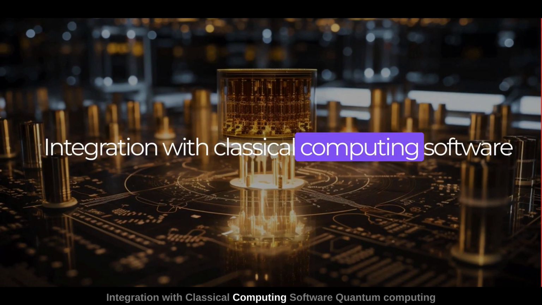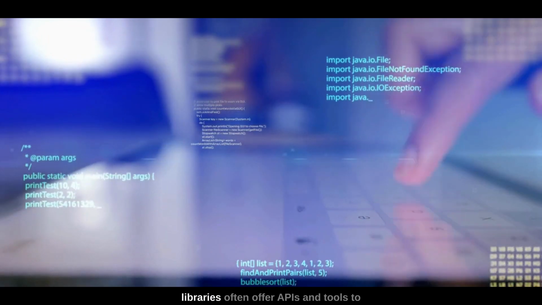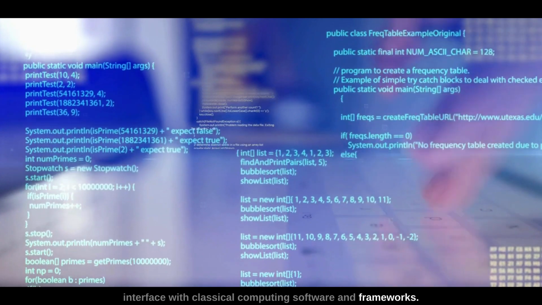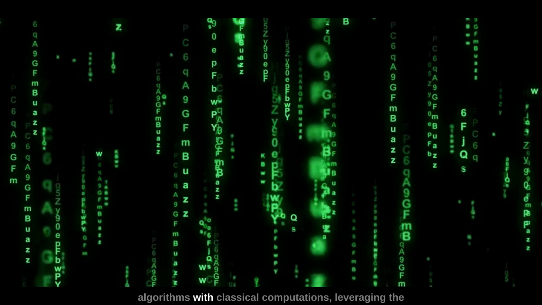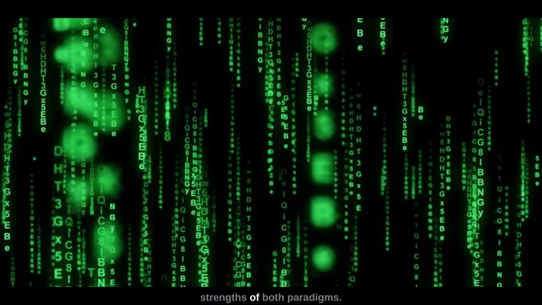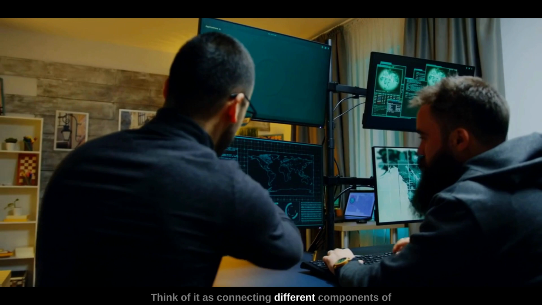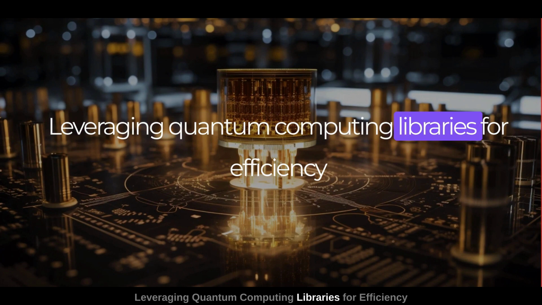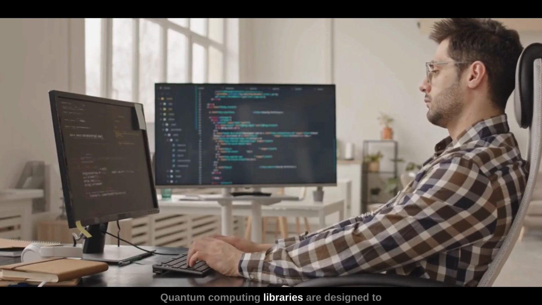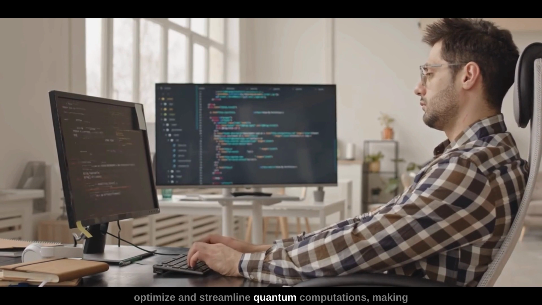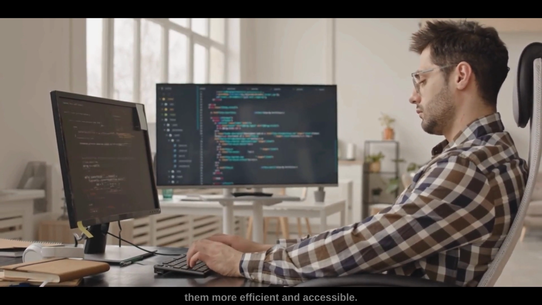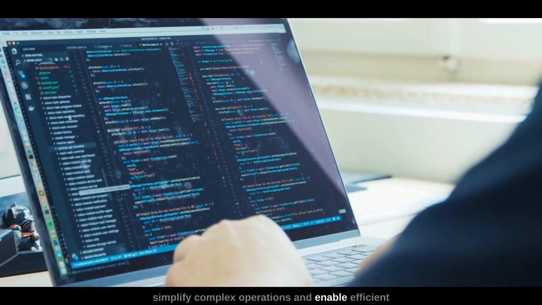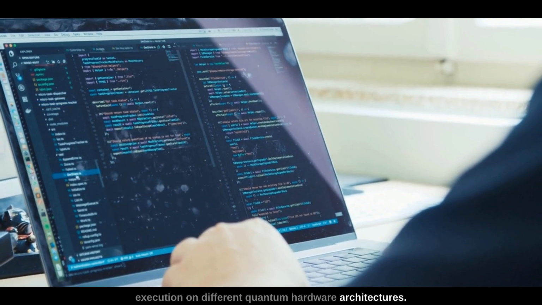Integration with classical computing software. Quantum computing libraries often offer APIs and tools to interface with classical computing software and frameworks. This allows you to combine quantum algorithms with classical computations, leveraging the strengths of both paradigms. Think of it as connecting different components of a larger system to work together seamlessly, leveraging quantum computing libraries for efficiency. Quantum computing libraries are designed to optimize and streamline quantum computations, making them more efficient and accessible. They provide functions and abstractions that simplify complex operations and enable efficient execution on different quantum hardware architectures.